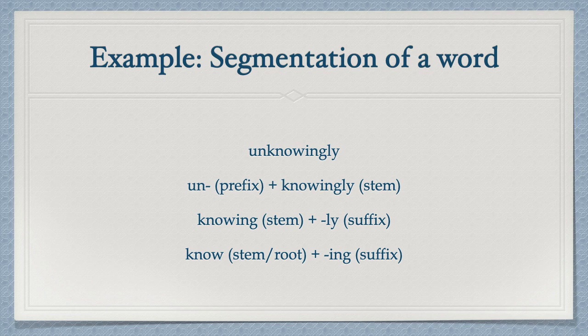Know plus ing, knowing. That's the first level. Then knowing plus ly, knowingly. And then finally, knowingly plus un, unknowingly. That is how the word was formed, and that is how we have to break it down. So here is an example of the segmentation of a word.